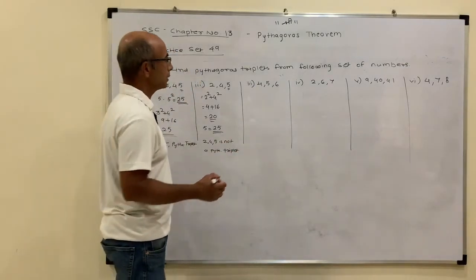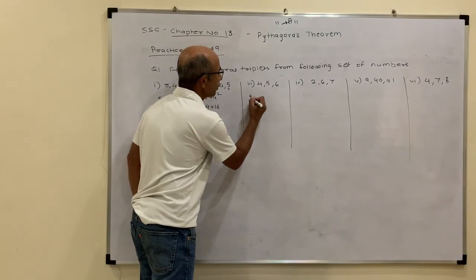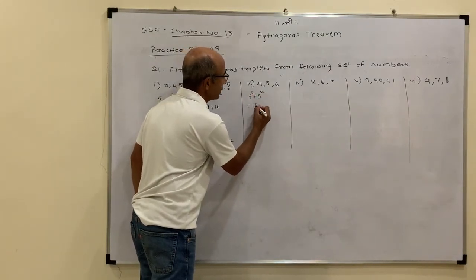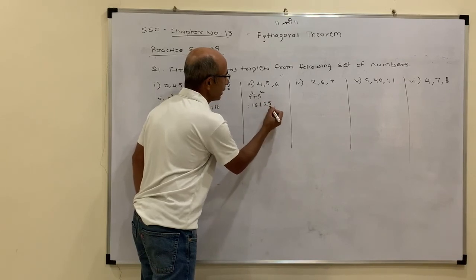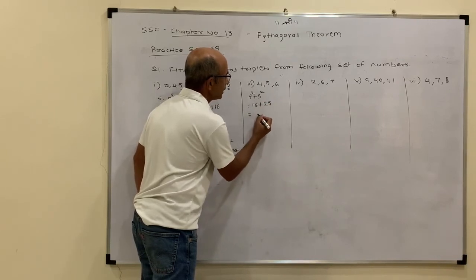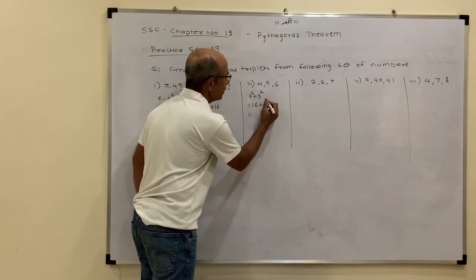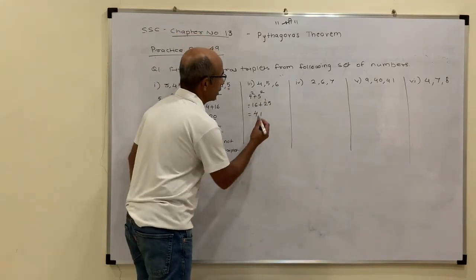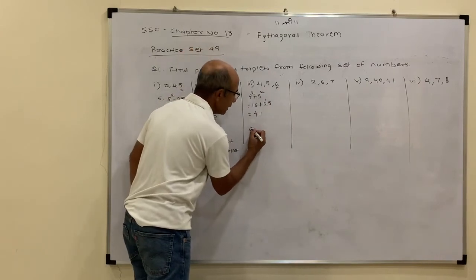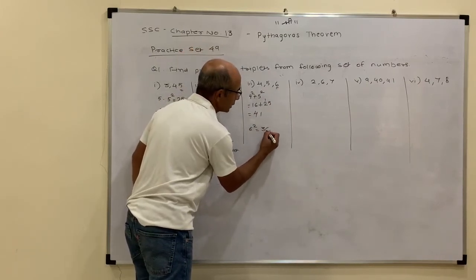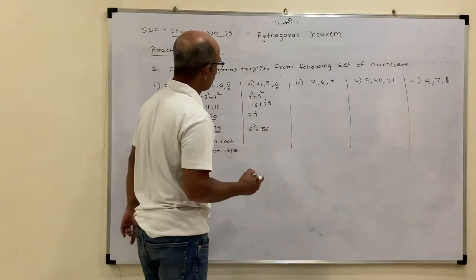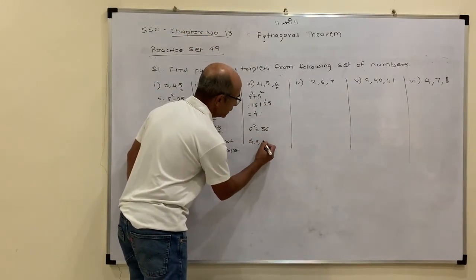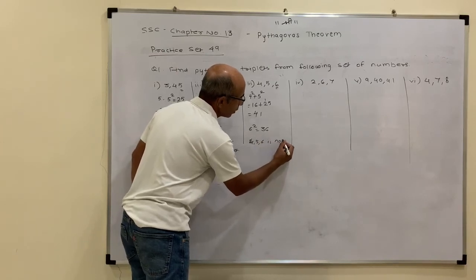Now move on to the third one. 4 square plus 5 square. 4 square is 16, 5 square is 25, and 16 plus 25 is 41. So it comes out to be 41. And the largest number's square, 6 square, is equal to 36. 36 is not equal to 41. So we say 4, 5, 6 is not a Pythagoras triplet.